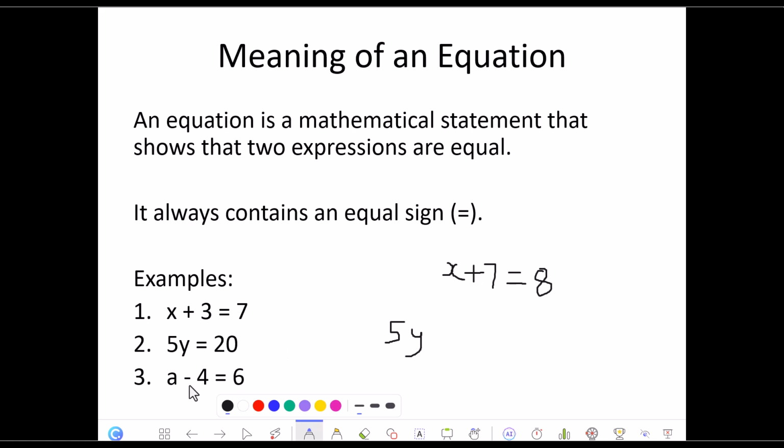The same thing with a - 4 = 6. That means 4 is subtracted from a number. So if you say 4 is subtracted from a number, that is a - 4. You can see it. That is just an expression. But immediately you say the result is 6, that means you have made an equation. So that is what this definition is talking about. So let's take note of that. So that is the meaning of an equation.